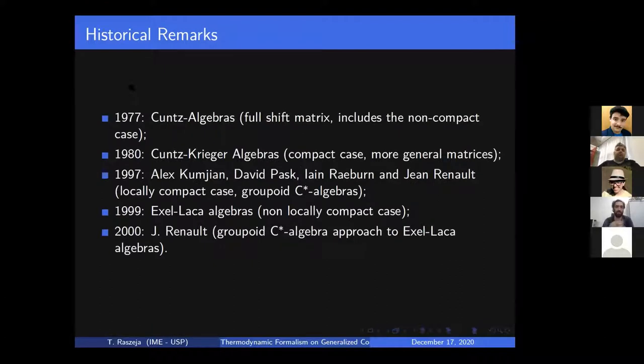So a brief historical remark here. Actually, the first case was for the full shift matrix. It was made in 77 by Cuntz. These are the Cuntz algebras. Later, in the 80s, Cuntz and Krieger generalized this for a more general transition matrix. And later, for the locally compact case, Kumjian, Pask, Raeburn, and Renault, by using groupoid C*-algebras, could go even further in the theory for the locally compact case. And the main papers this work is based on are about the Exel-Laca algebras, which is the most general case, and the paper from Jean Renault, which consists of the groupoid approach for these C*-algebras, the Exel-Laca algebras.